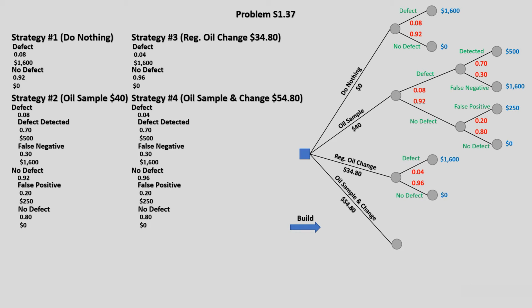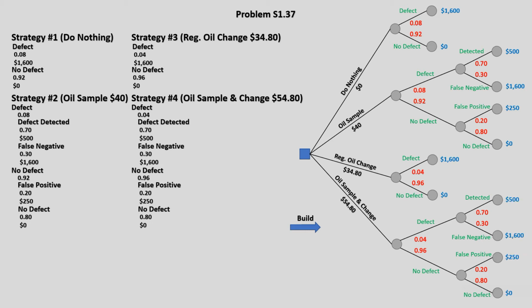Now let's look at strategy 4. You're doing preventative maintenance, so your probabilities are going to be the same as strategy 3, but you're doing the sampling. So you're going to have 2 more states of nature for each branch. They're going to be the same as strategy 2 because the test results would come back the same. They have the same probability of accuracy for each state of nature. They have the same cost as in strategy 2.